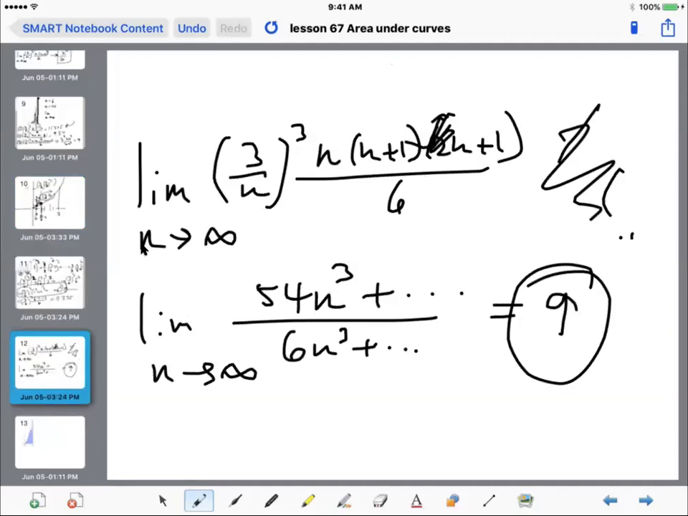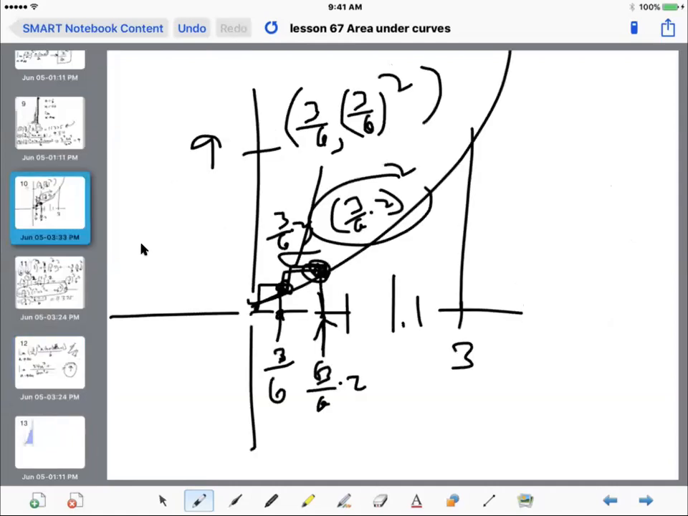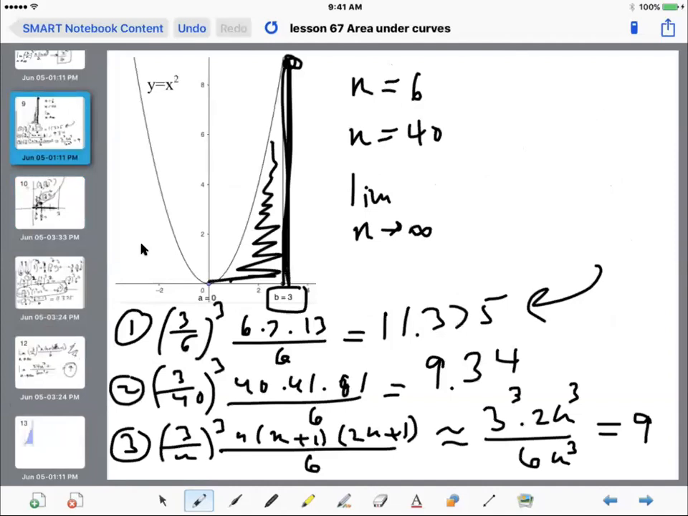We know that the width is 3 over n because 3 was the entire length, this length here, or on this picture, 3 was this length. But since I was cutting it up now, not into 6 or 40, but into what I was calling n different rectangles, each width would be 3 divided by whatever that n is.